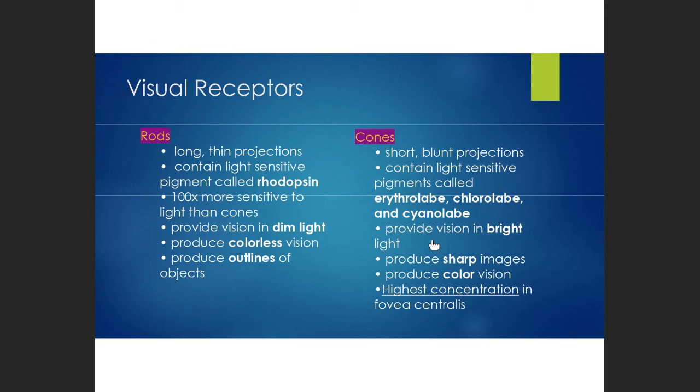You've turned your light on. Now you can use your cones, and now you can see sharp images, and you can see color. Okay, and as we said a couple of times, the highest concentration of cones is in your fovea centralis.